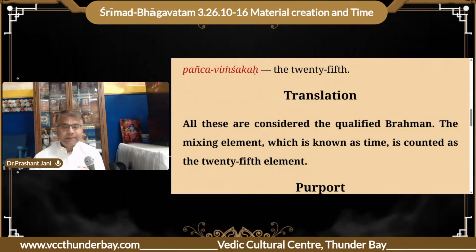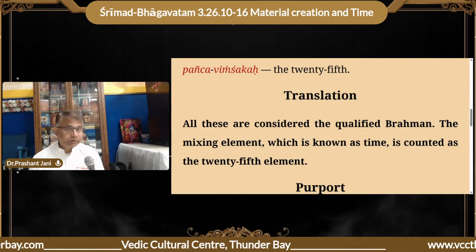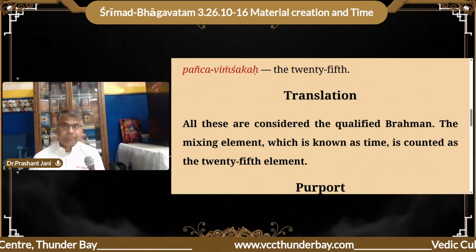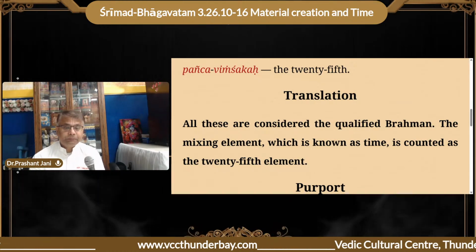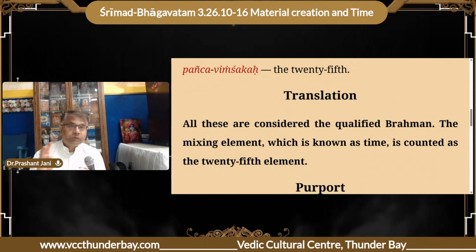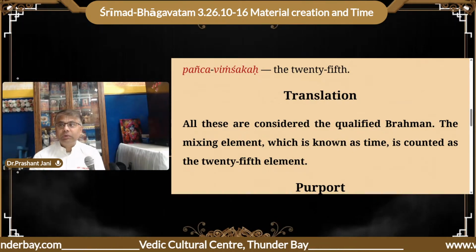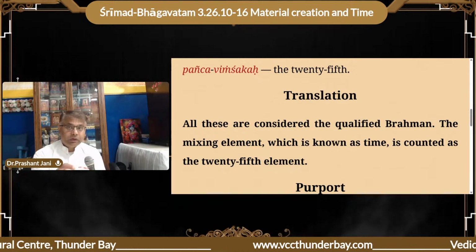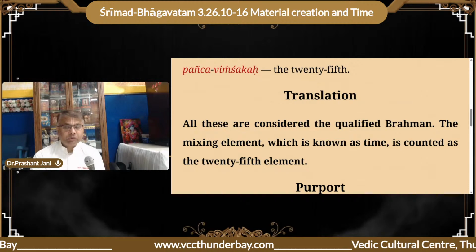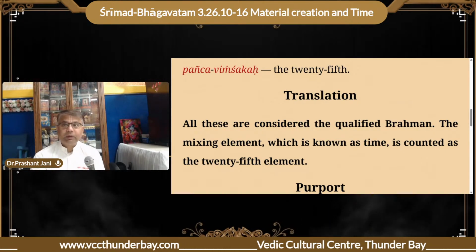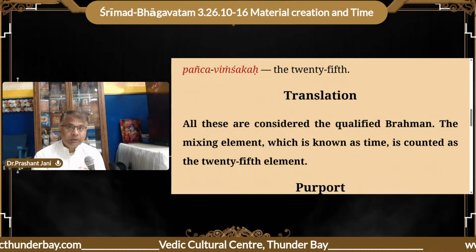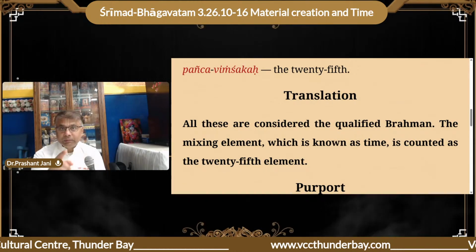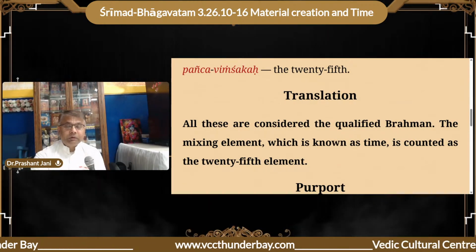So all these are considered the qualified Brahman. These 24 elements are from Brahman. Now there is the 25th element, which is time. With the effect of time, these 24 elements come in contact with Sattva Guna, Rajoguna, and Tamoguna. As of now, all these 24 elements called Brahman are Nirguna Brahman, which means they have no mixing with Sattva, Raja, and Tamoguna. But over a period of time, they come in contact with Sattva Guna, Rajoguna, or Tamoguna, and that is why it becomes Saguna Brahman.